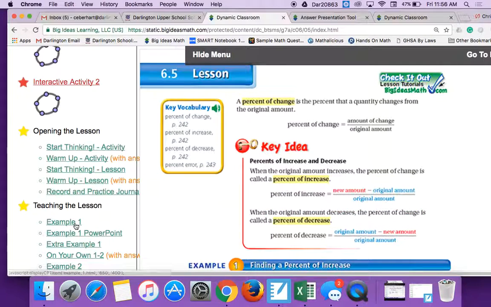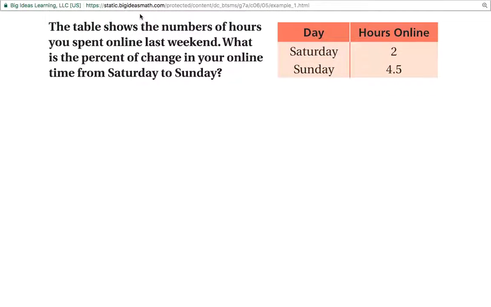So the first example could be something like here. The table shows the number of hours you spent online last week. What is the percent of change in your original time frame from Saturday to Sunday? Well, looking at Saturday, our original amount is 2 hours. Going from Saturday to Sunday, I noticed that it's a 2.5 hour change. Okay, so my original amount is 2, and I'm going up to 4.5. Well, the change is going to be 2 to 4.5.